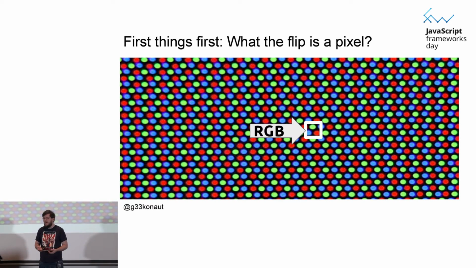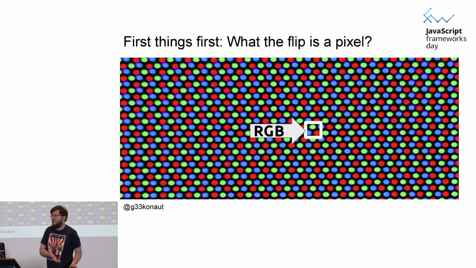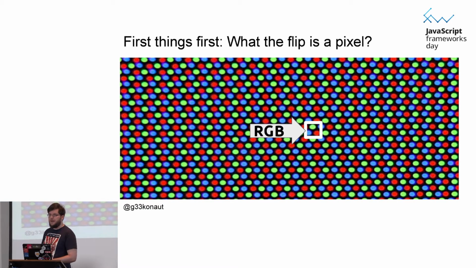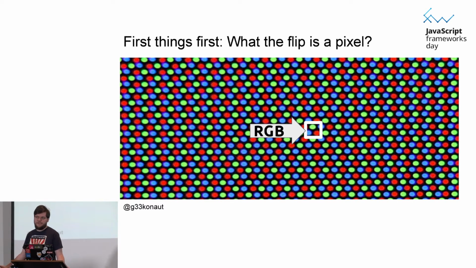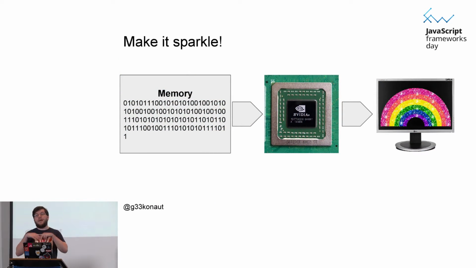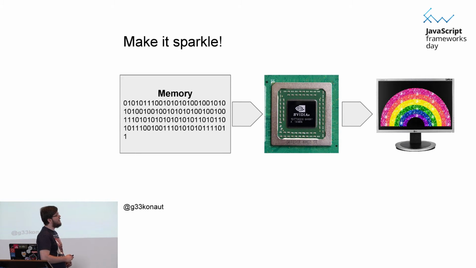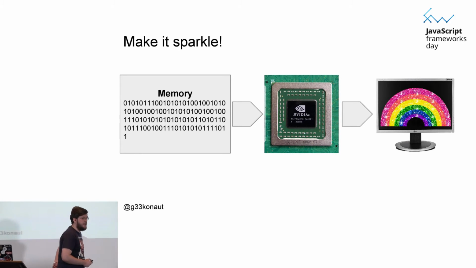Now that's okay, we all understand that, but how does it actually work? Like, how does the computer know which pixels to light up? Well, there's memory behind it. So you have a bunch of zeros and ones somewhere in memory, then magic happens, and then you have a sparkling rainbow on your screen. Hopefully, or not. If that would be on my screen all day, oh my God, would I go bananas.